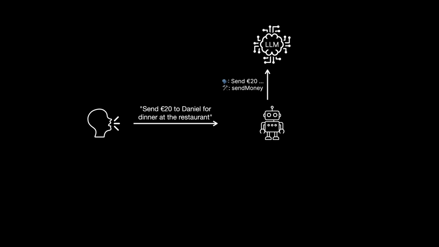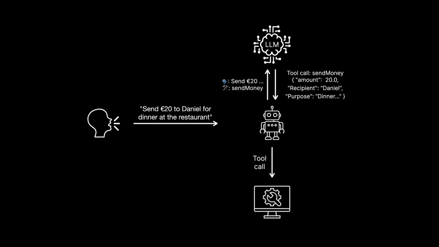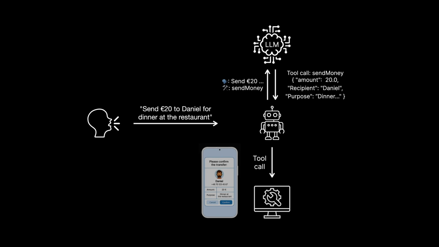The LLM processes the input and returns the chosen tool name along with its arguments. That's called a tool call. From there, we can invoke the tool, calling any function in our environment. For example, show a confirmation screen, and if the user agrees, perform the transfer. I want to highlight that the large language model doesn't run the tool itself. It just picks one. We invoke it on our side.